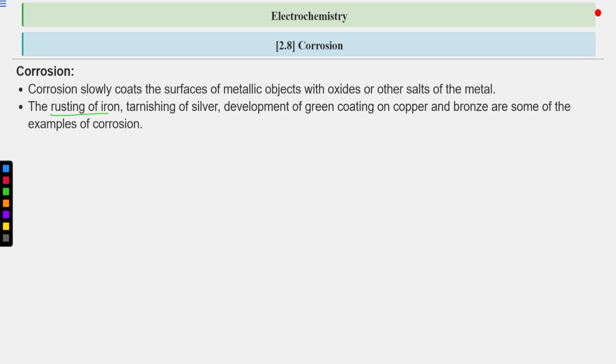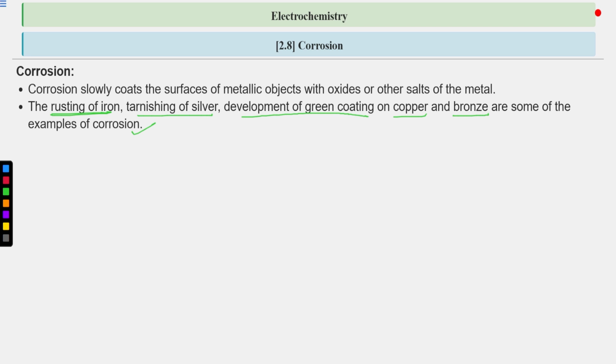Rusting of iron is a very common example. Tarnishing of silver, and development of green coating on copper and bronze are some of the examples of corrosion. Tarnishing of silver means silver will become black with time if you put it in the air. Then the development of green coating on copper and bronze.